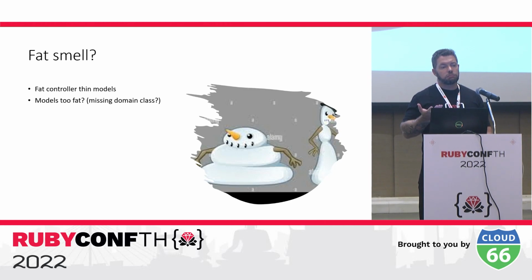And for Rails, we have a few classic error pointers. When you have fat controllers and thin models, meaning that your controllers have a lot of code that is database related, or your controller methods have 50, 60, 100 lines. That usually means that the controller is doing a lot of things that should be in the model. But the models also shouldn't be too fat.